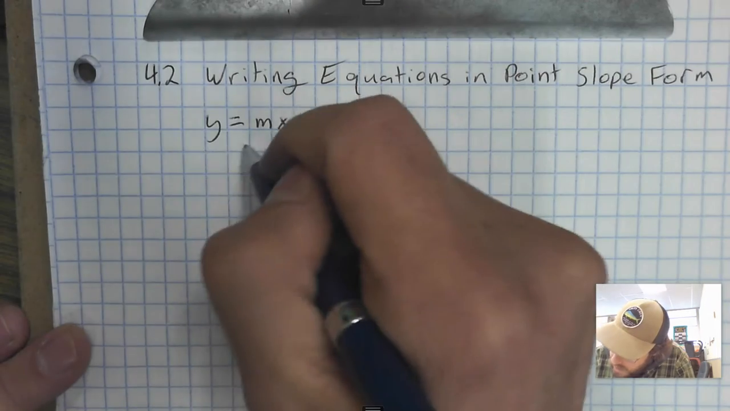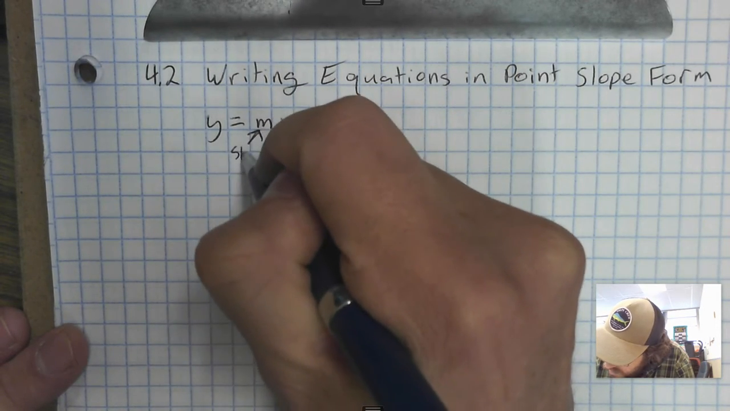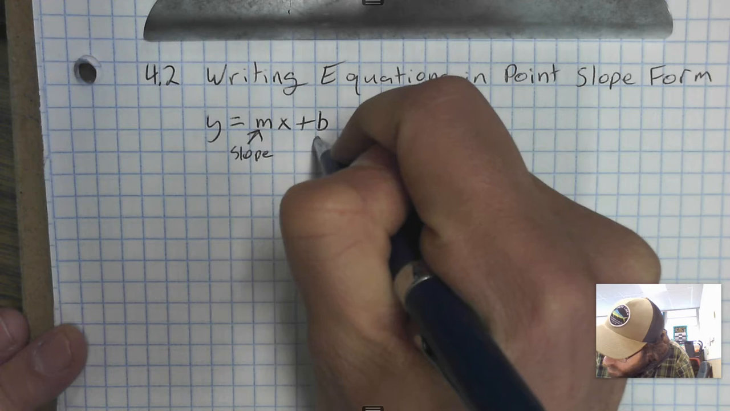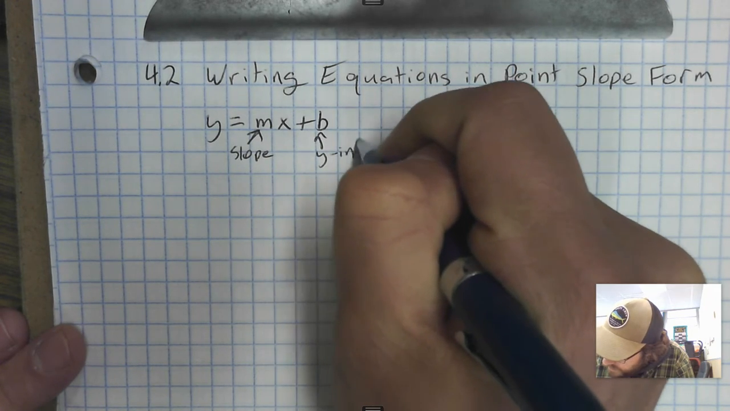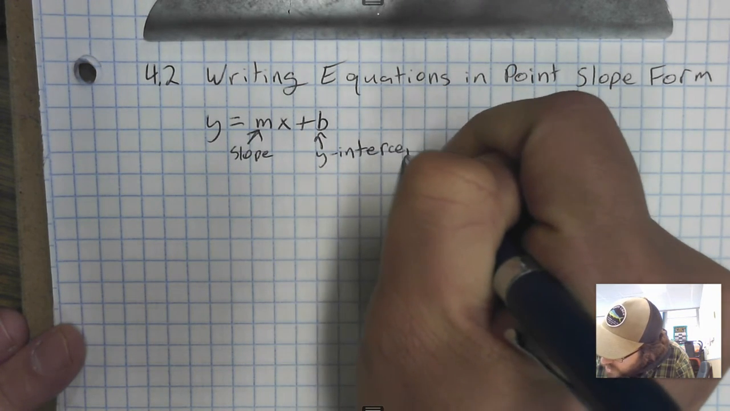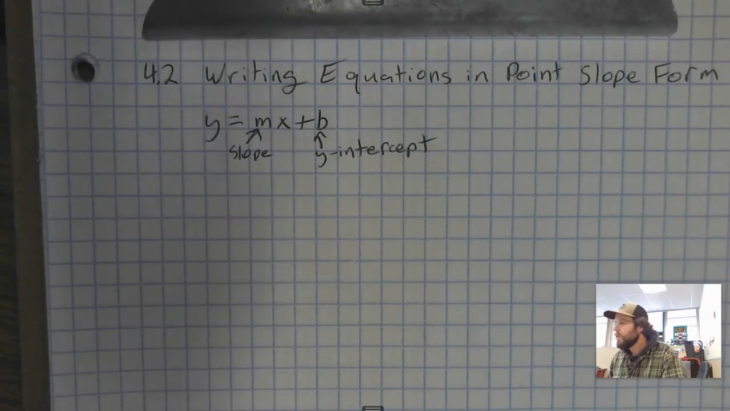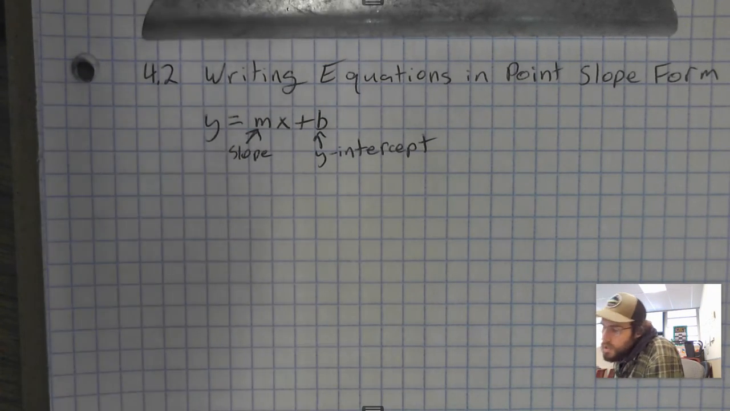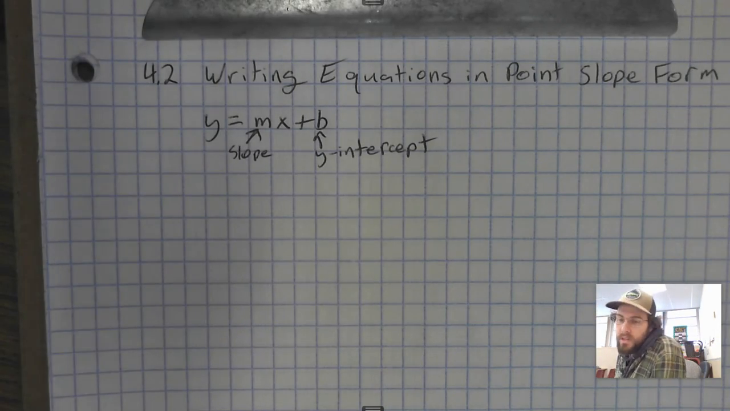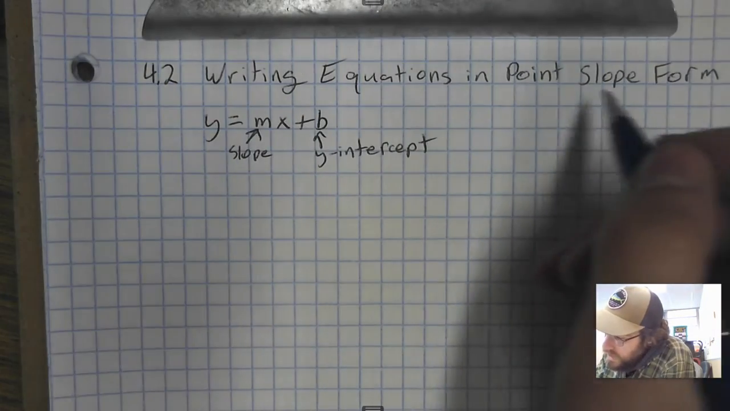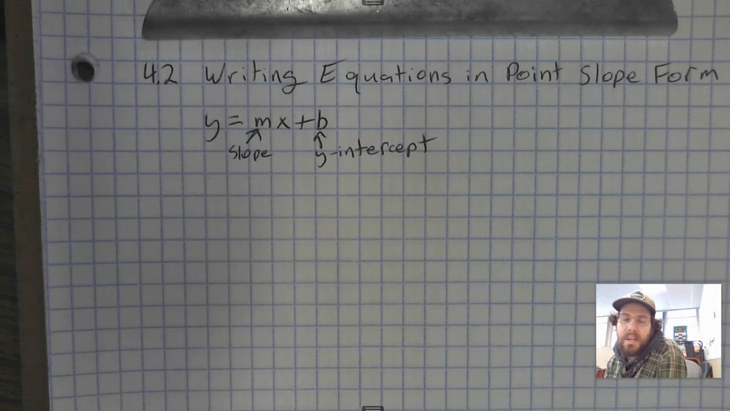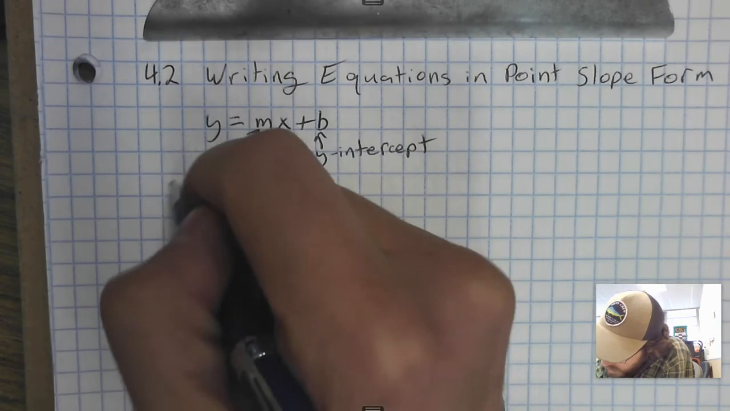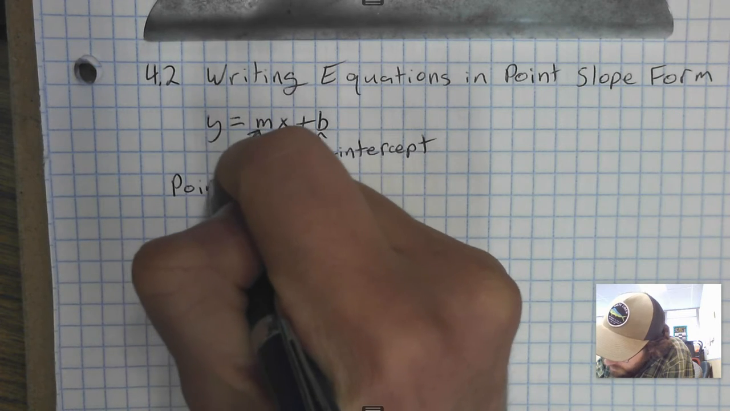And so when you're given a slope and you're given a y-intercept, you can write an equation. You can plug it in there. Well, we're not always given a slope and we're not always given a y-intercept. So we're going to talk about point slope form. In this one, if I am given a point and I am given a slope, I could write the equation of a line.